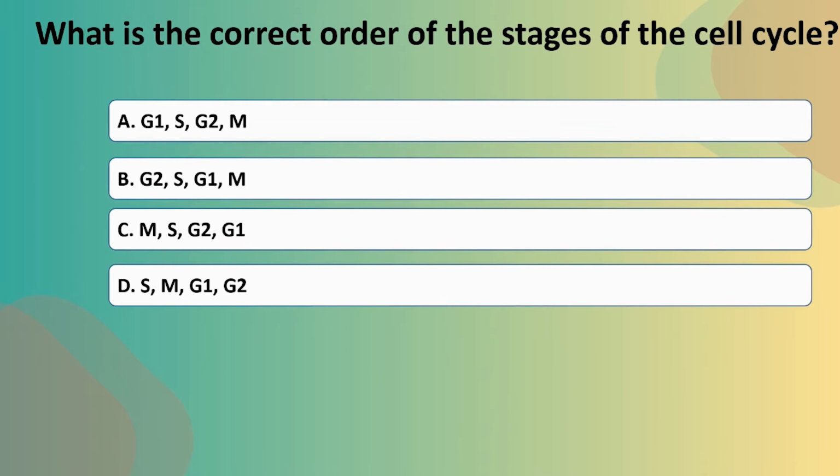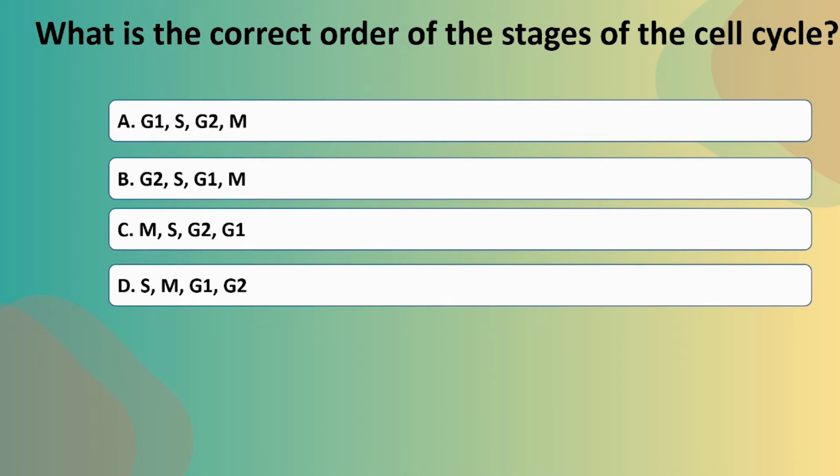Next question. What is the correct order of the stages of the cell cycle? A. G1, S, G2, M. B. G2, S, G1, M. C. M, S, G2, G1. Or D. S, M, G1, G2.